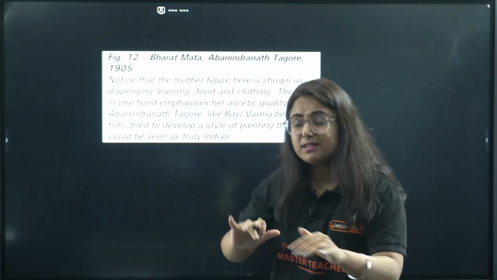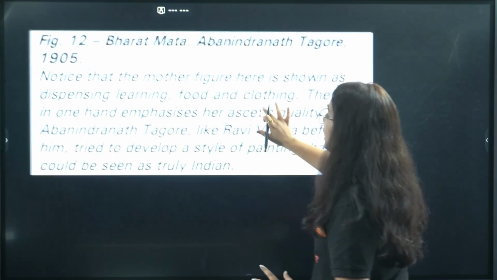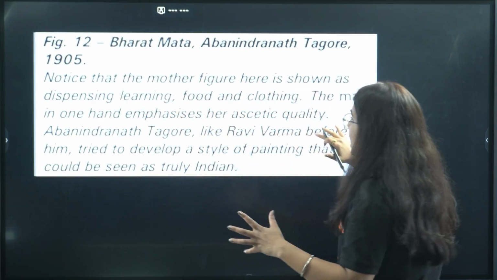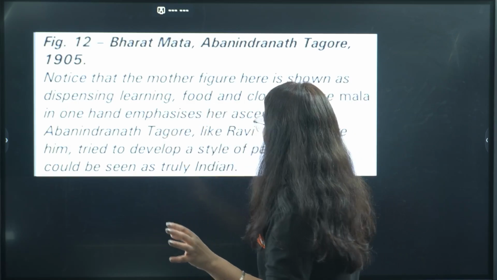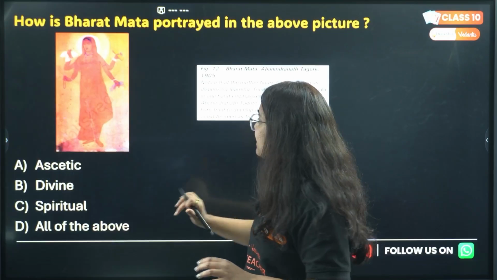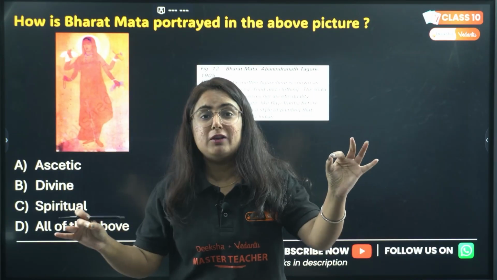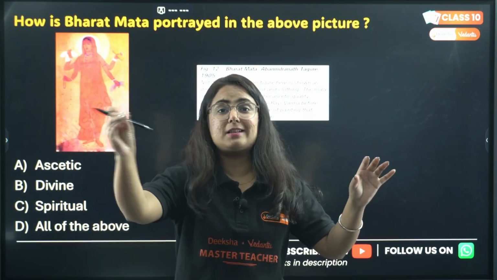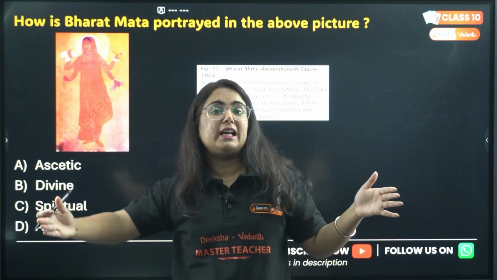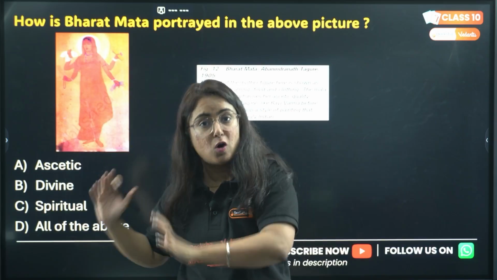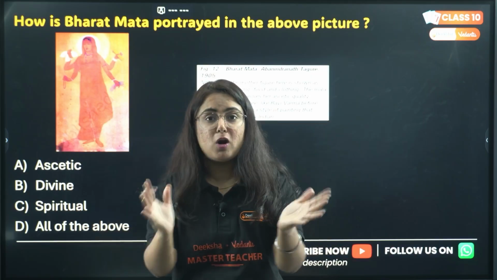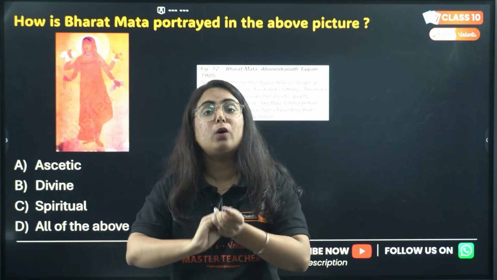But here what is important is that the picture is made by Abanindranath Tagore, and a mother figure here is shown as dispensing learning, food and clothing. The mala in one hand emphasizes her ascetic quality. Abanindranath Tagore, like Ravi Verma. Here one more thing is there, that they are saying Abanindranath Tagore, like Ravi Verma. The question can come as, who is Ravi Verma? So who is Abanindranath Tagore? A painter. Okay, like this you can connect the question. This is how sometimes we miss these boxes and lose marks in our SST exam. It is so important to follow the tricks and tips to secure full marks.